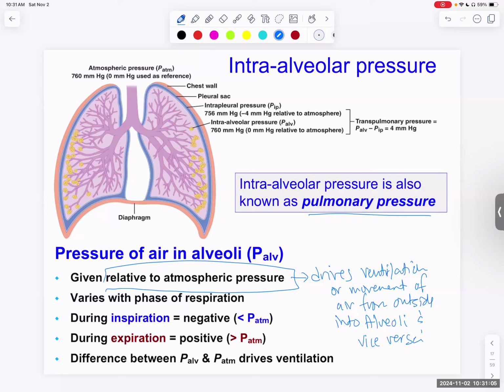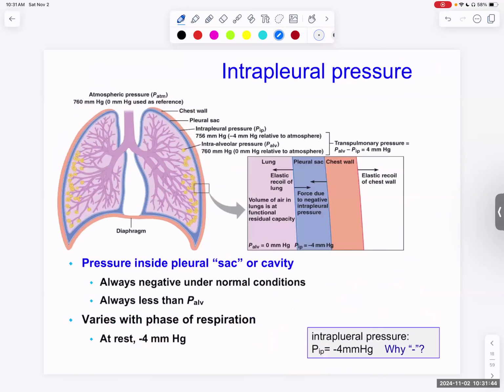So during inspiration, the pressure in the alveoli gets to be less than atmospheric. Atmospheric pressure is going to be the high, and because this pressure is low, air is going to flow this way. During expiration, alveolar pressure is going to be higher than atmospheric pressure, and so air is going to flow out into the atmosphere. So this is really what drives ventilation, the difference between atmospheric and alveolar pressure.